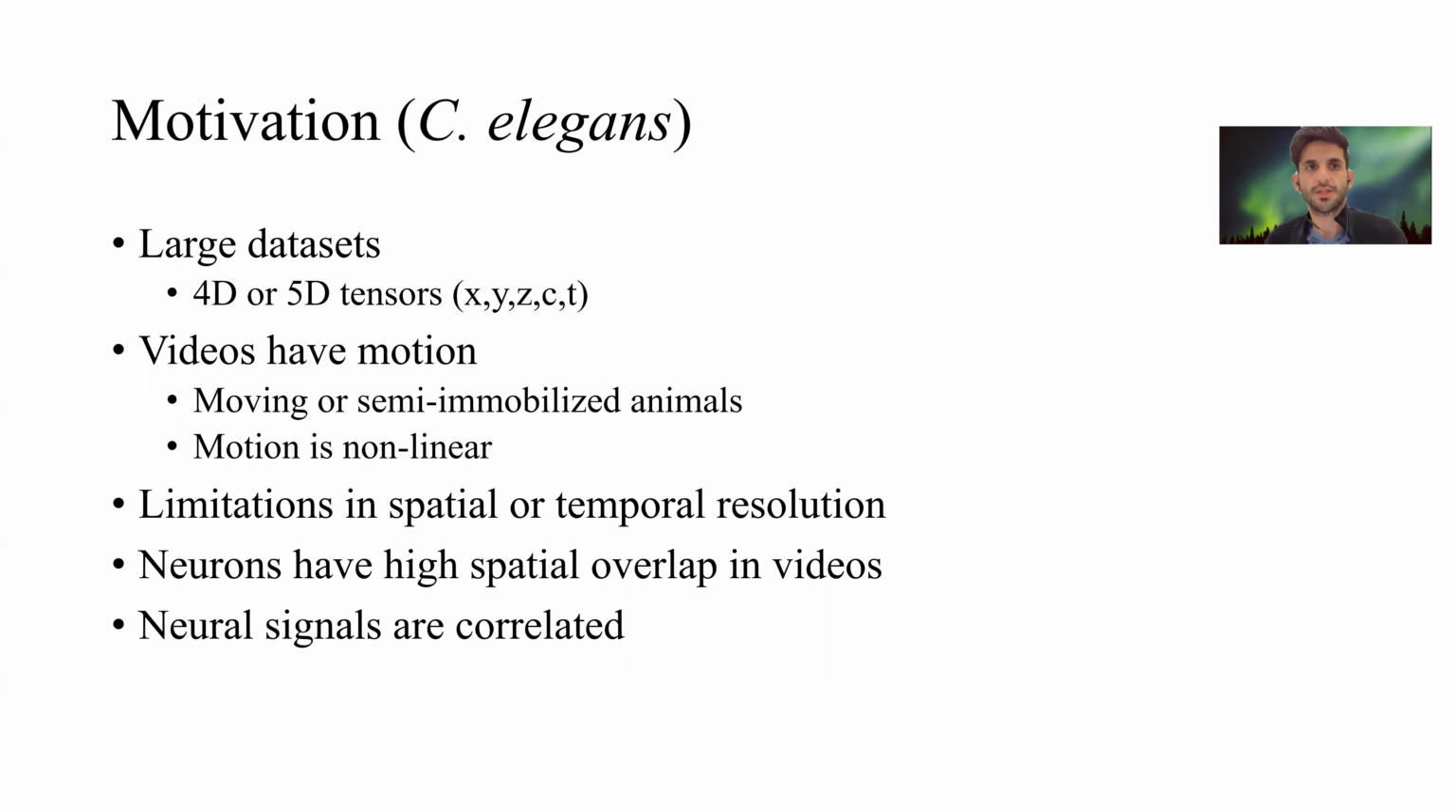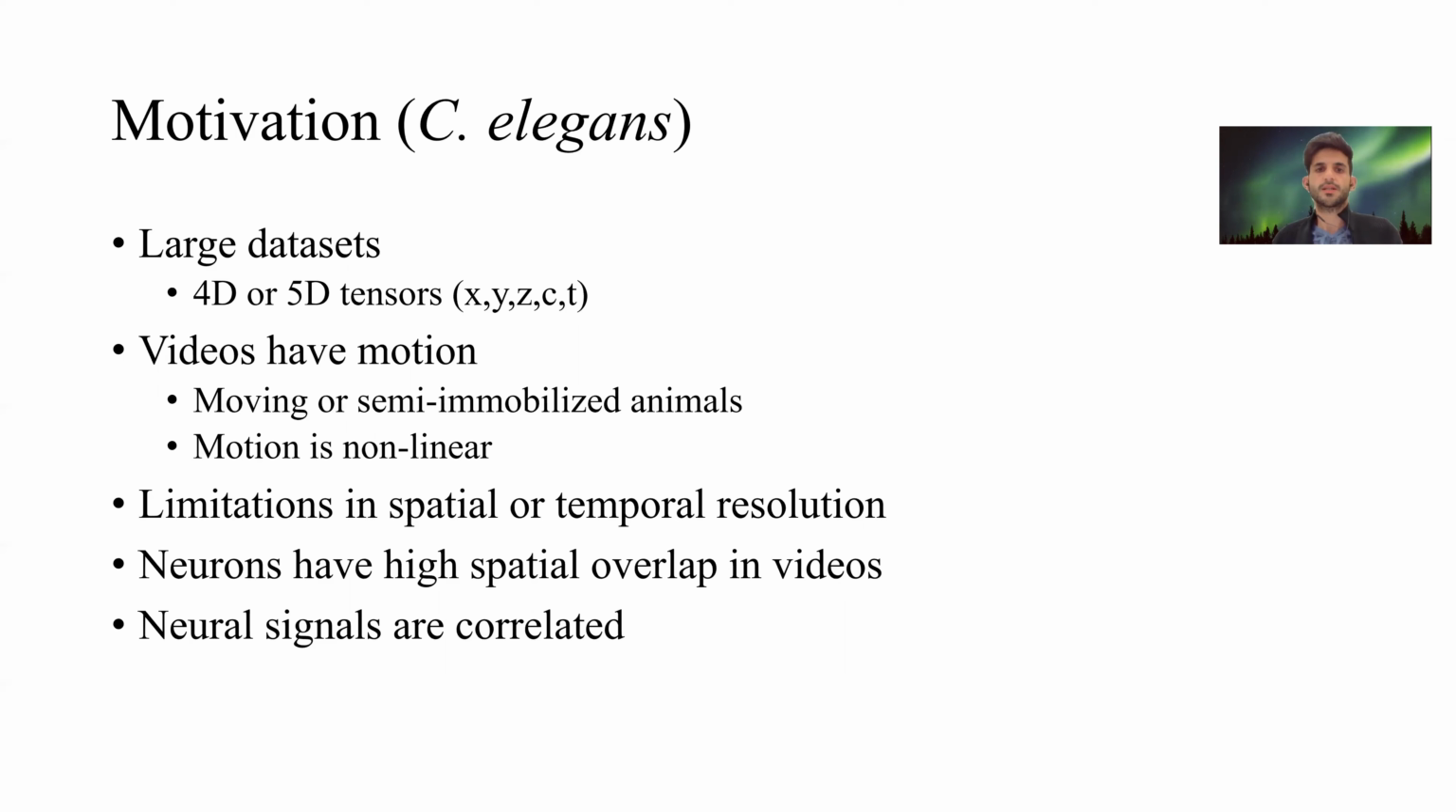Some of the factors that contribute to the difficulty of the problem for C. elegans is that the data sets that we deal with are relatively large. So they're 4D or 5D tensors or volumetric images in multiple color channels. Videos have motion. So the worms are either semi-immobilized or they were moving. In both cases, they have motion, and the motion is not linear.